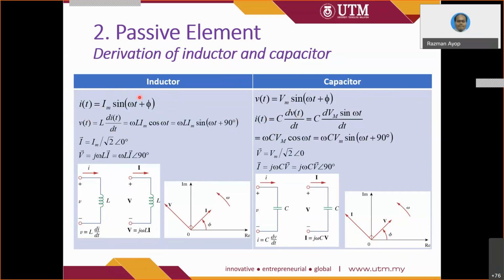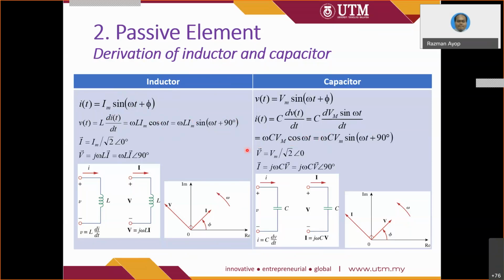sinusoidal wave. Just put it according to this equation. If I, you use I. If V, you use V. So differentiate it. Remember the calculus. If you do not remember, just memorize the equation. Then after you differentiate, you get the new one. You have to convert from cos to sine.